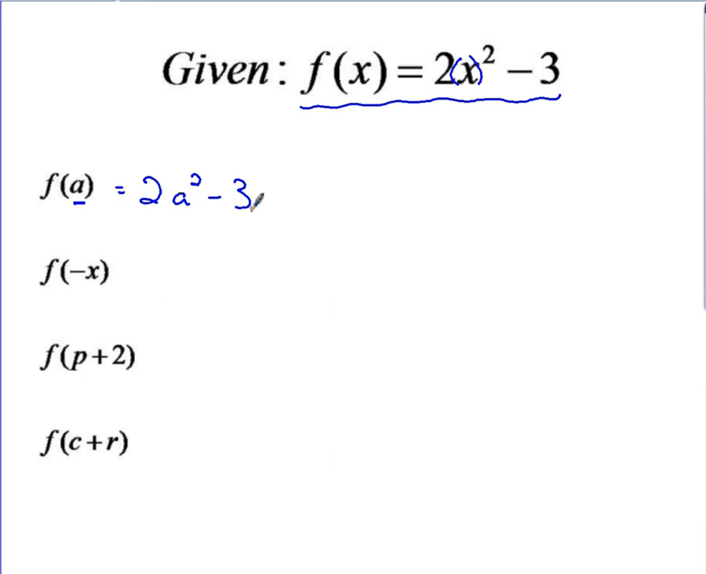If that makes sense, we come down here to f of negative x. Take negative x and plug it in up here for x. We get 2 times negative x squared minus 3. Since we're dealing with variables, we make sure that our resulting form is simplified. I can square that negative x, which would get rid of the negative. I'd be left with 2x squared minus 3.